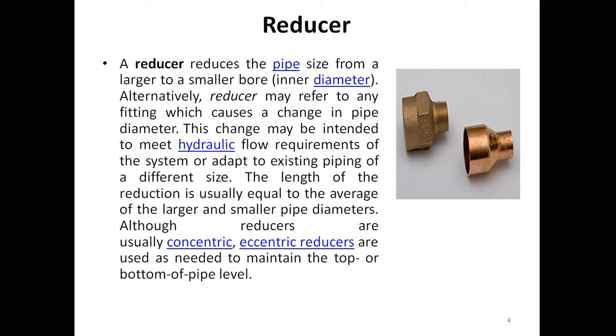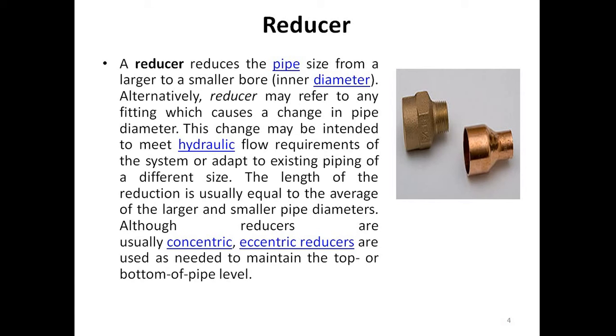The length of the reduction is usually equal to the average of the larger and smaller pipe diameters. And the reducers may be concentric or eccentric. Concentric means the larger and smaller diameters are in line, whose center axis is the same. In some cases it is an eccentric reducer, that is the axis of larger diameter and the axis of smaller diameter may not be in a straight line, they are offset, they are eccentric.